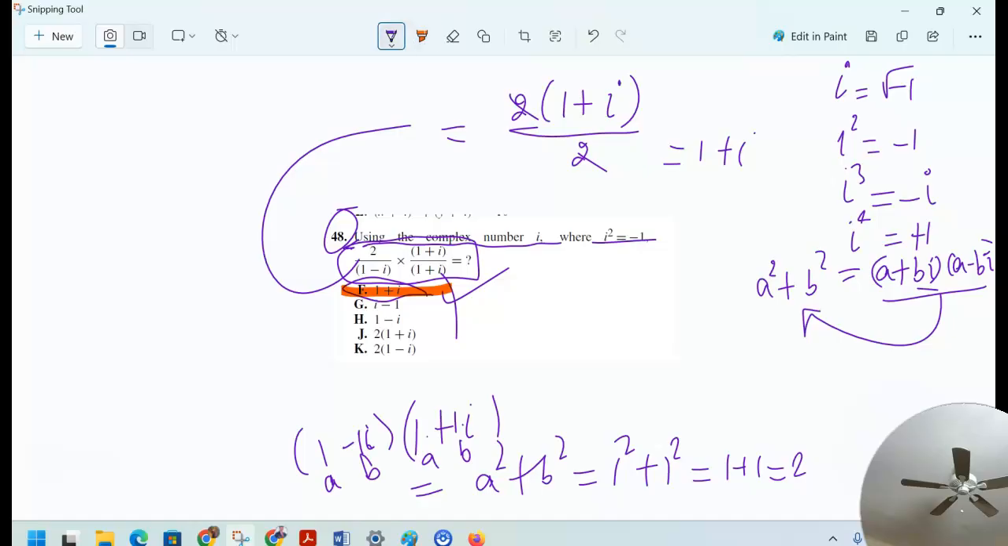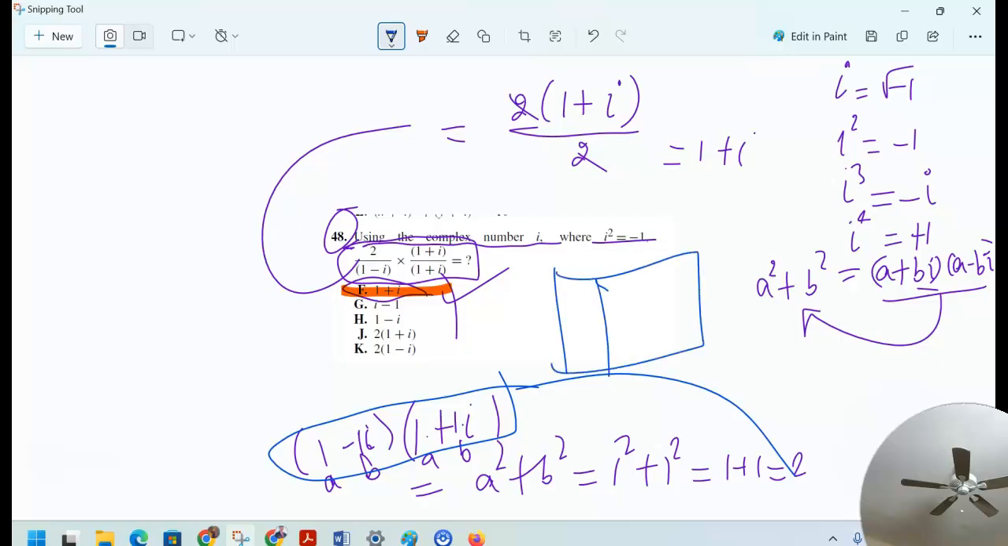Or suppose you forget why this answer is 2. You can also use the box method like this. So you can say 1 minus i, 1 minus i, and 1 plus i. Then multiply: 1 times 1 is 1, 1 times i is i, then minus i times this will be minus i, and minus times i will be minus i square.